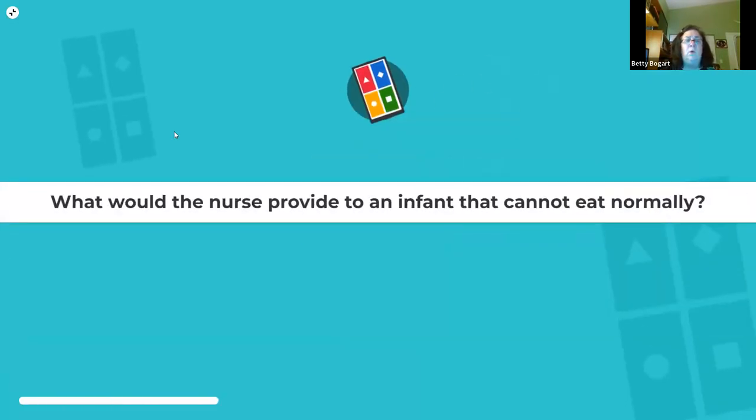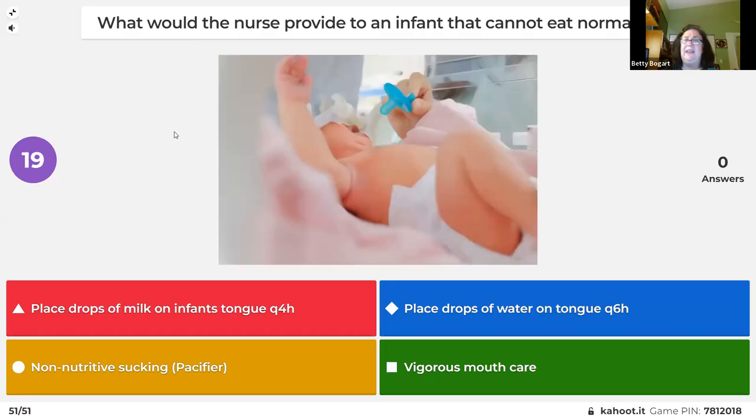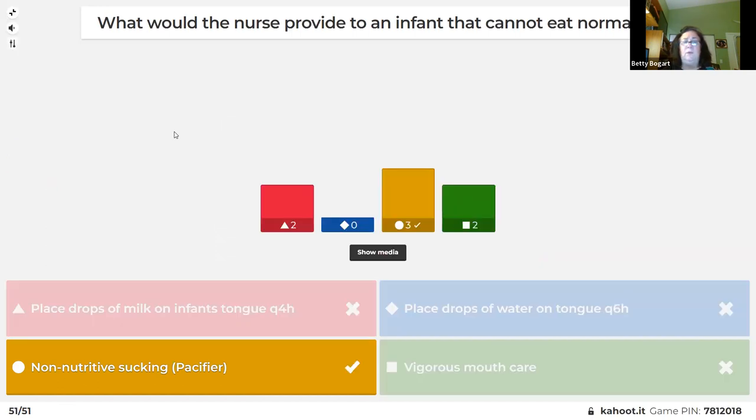And last question, what would the nurse provide to an infant that cannot eat normally? I mean, we've had an esophageal atresia, tracheal esophageal atresia. They can't eat normally. Now, we need to promote proper growth and development. What's the one thing we need to do for this child? We're putting absolutely nothing in that mouth, no drops of anything, because they can choke on it. All we're doing is putting a pacifier, because how do infants self-soothe? It's biting, chewing, sucking, right? We need to put that pacifier in and encourage that, so that once they can suck, they already have those muscles built up and they're used to it.